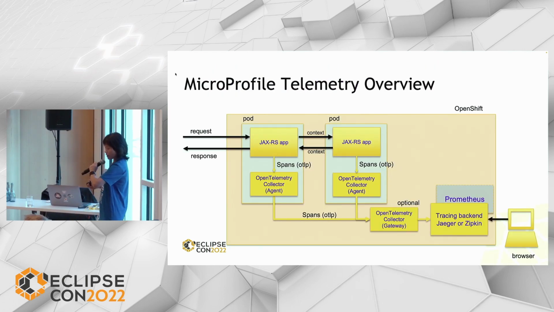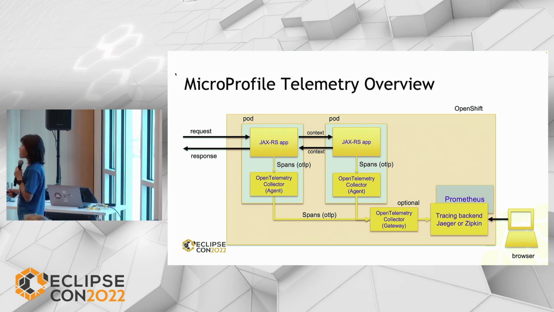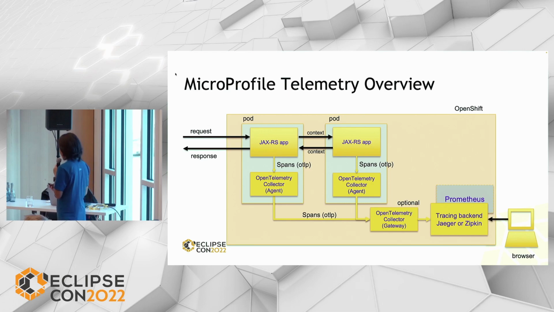So this is the overview for the MicroProfile telemetry. As you can see, if you have the REST request come through, and then it directly invokes, and if you have open telemetry, MicroProfile telemetry enabled, the trace, the span will directly go through this collector. And then eventually we'll go to the client, like Jaeger, Zipkin, and then you can see all the traces.